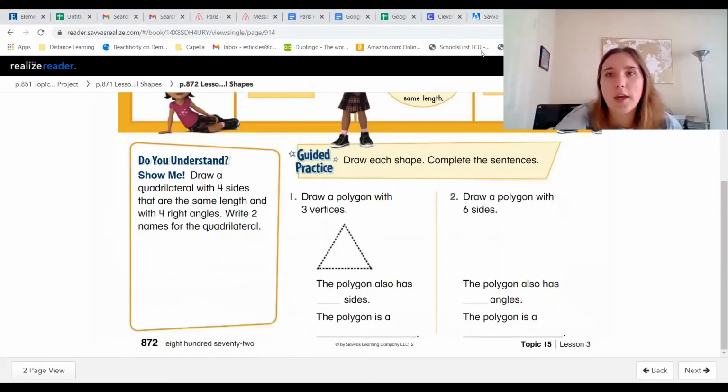Okay, we're going to start on page 872. So if you need to pause me to go get your workbook and turn to that page, do that now. And then we're going to do the guided practice right here. So it says draw each shape, complete the sentences.